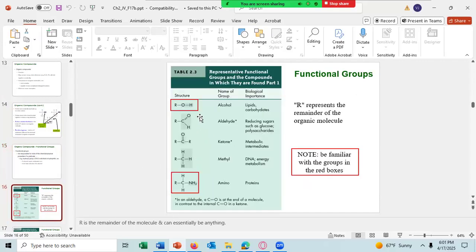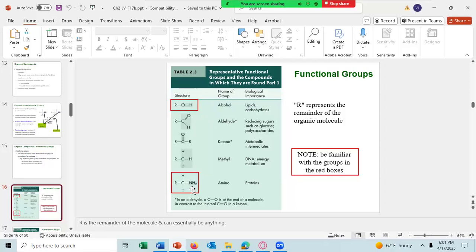So the first functional group we're going to talk about is the OH group. It's called an alcohol. You can find it in lipids and carbohydrates, and actually it's found in many organic molecules. Like it's found in glucose, it's found in starch, it's found in lipids, it's found in proteins. So you can find that all over the place. These are different organic functional groups. You don't need to know about them unless they're surrounded by a red box.